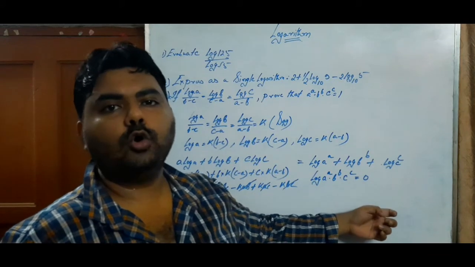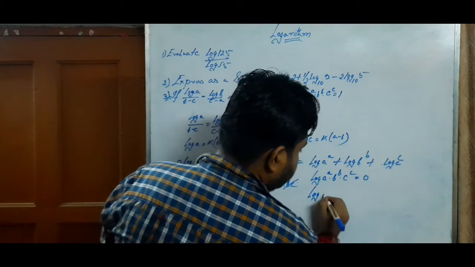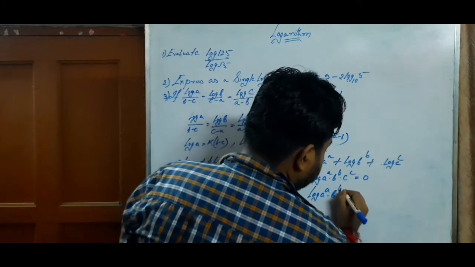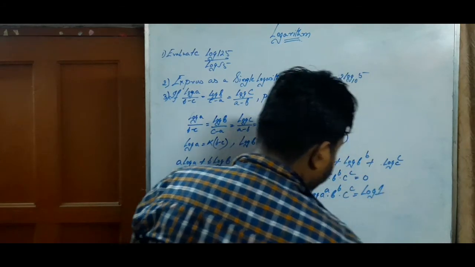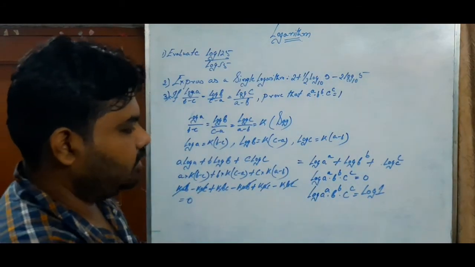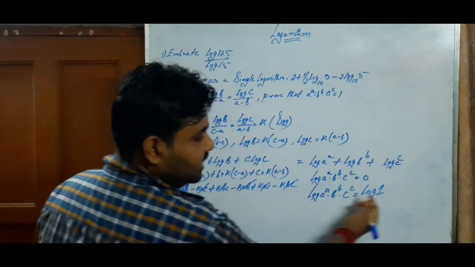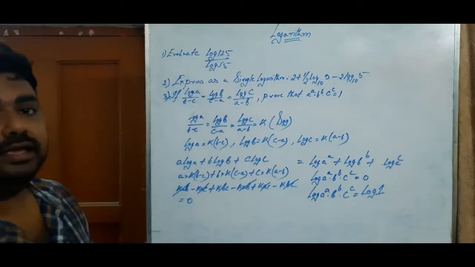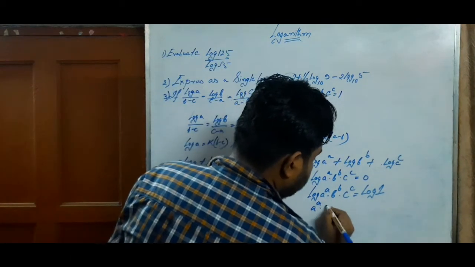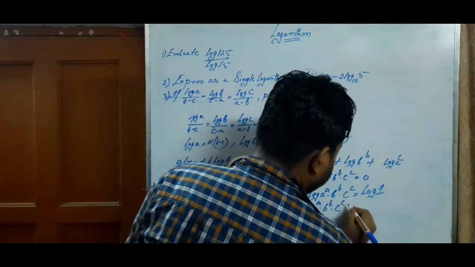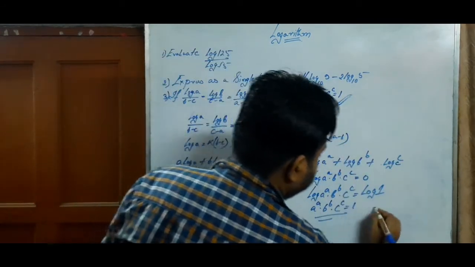We know that log 1 means 0, so we can substitute here, that is log of a to the power a into b to the power b into c to the power c equals log 1. Therefore, taking anti-log, that is the log will get cancelled. We cannot cancel like this, but we are taking anti-log on both sides, that is a to the power a into b to the power b into c to the power c equals 1. Proved.